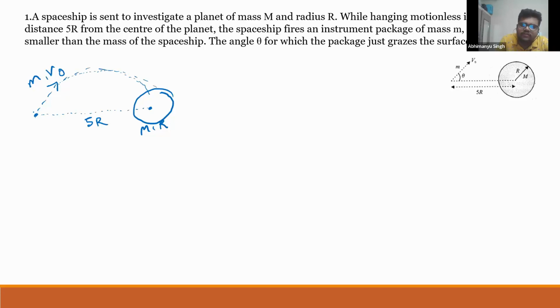Suppose you throw a particle from here, what will happen? If there is no force, F equal to 0, it will go in a straight line. But as you know, a massive body like a planet has a gravitational field, which will be attractive in nature. So it will turn its path toward the planet. At every point, the direction and magnitude of the force varies, so the path is quite arbitrary.